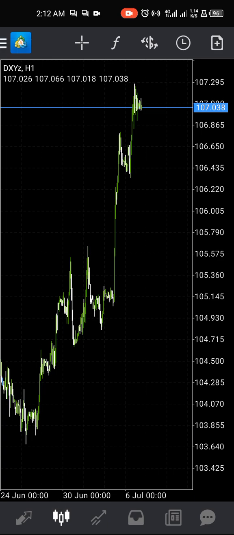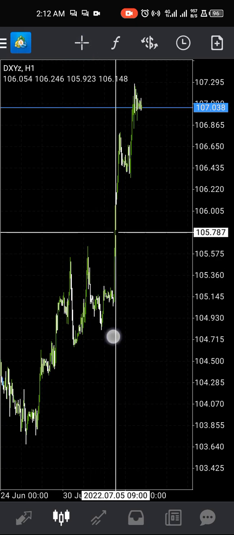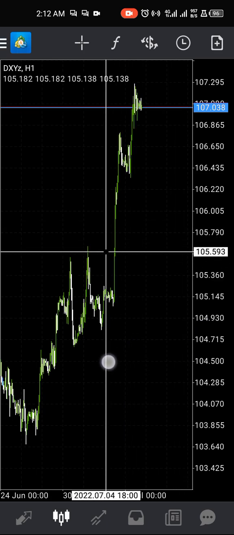They also have a chart screen. Okay, so this first sign here is the crosshair. So if I click it, it will enable me to see, number one, the price at a particular point.